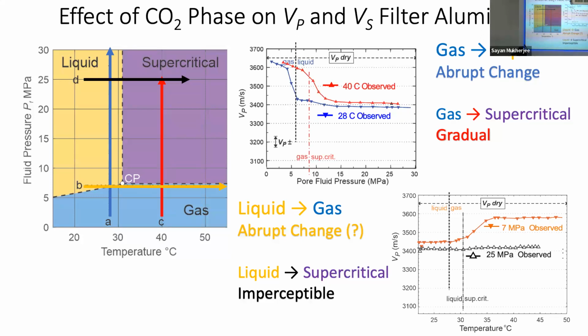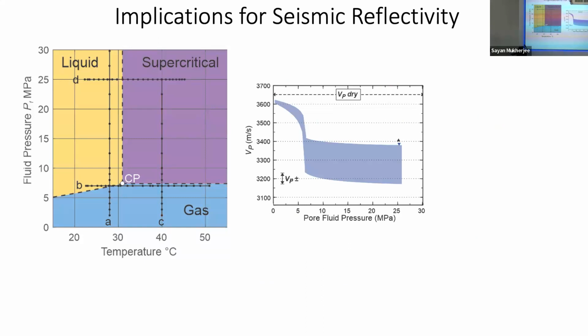So, what does that mean for seismic monitoring? Suppose we're out there, we have a leak, pressure changes. We transform from, say, supercritical to liquid or supercritical to gas. Can we detect those things? And what I'm going to show now is some calculations, actually. So I'm going to do some modeling first.